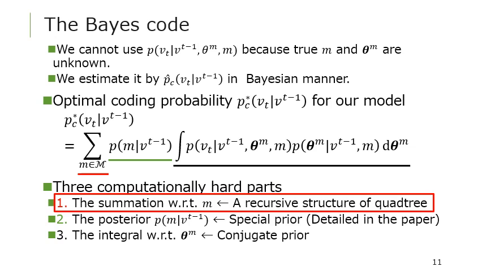We cannot use true generative probability as the coding probability because true m and theta m are unknown. So, we estimate it in Bayesian manner, and such a code is called the Bayes code. Using the general formula of the Bayes code, the optimal coding probability for Vt in our model is given by this formula.